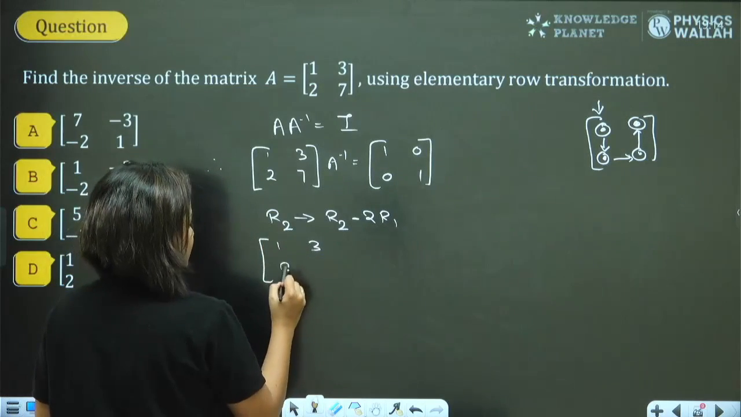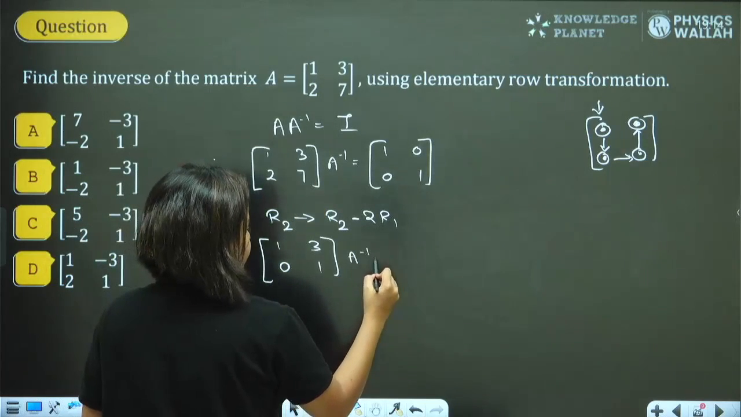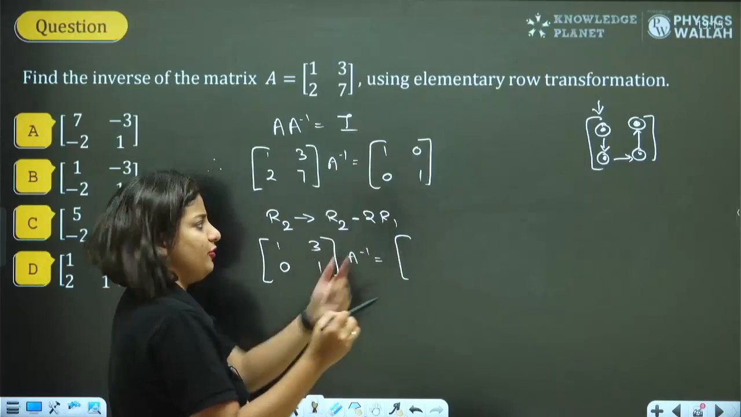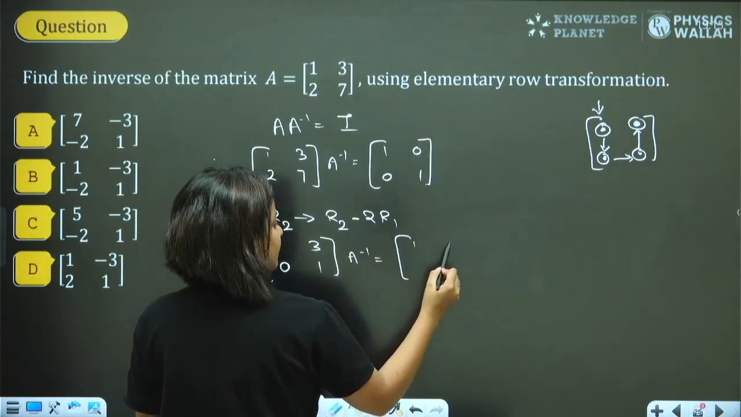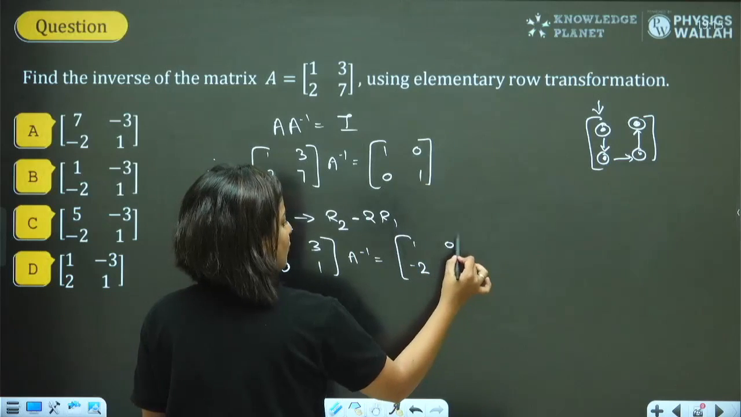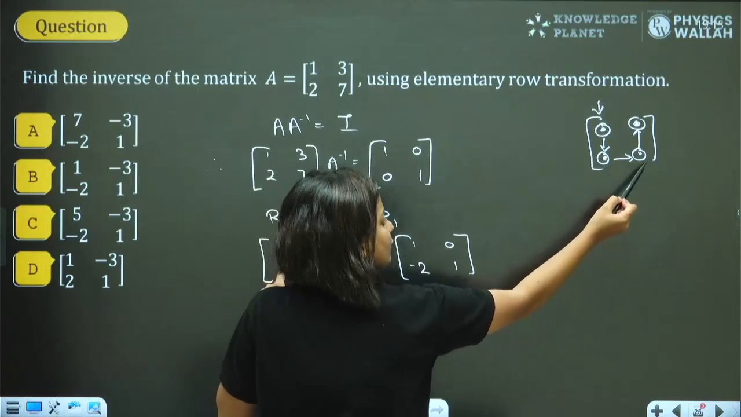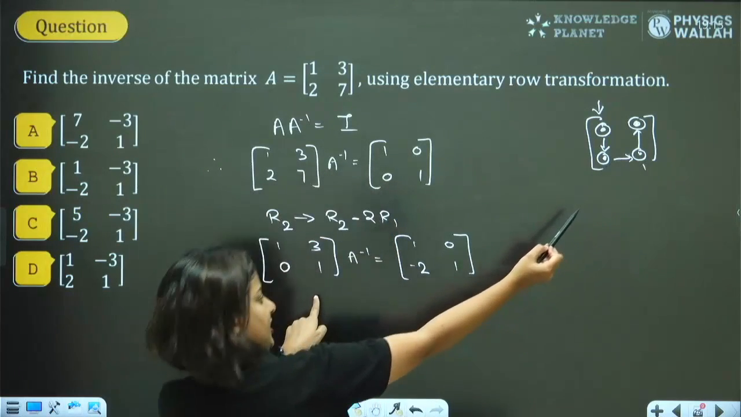2 minus 2, 0. 7 minus 6, 1. Wonderful. The same thing should be applied on the right side also. 0 minus, first row as it is. 0 minus 2, minus 2, and 1 minus 0, 1. Next, okay, 1 is done, 0 is done. Now this should be 1, okay, already there.